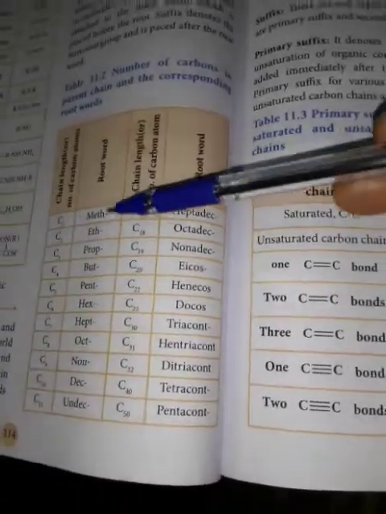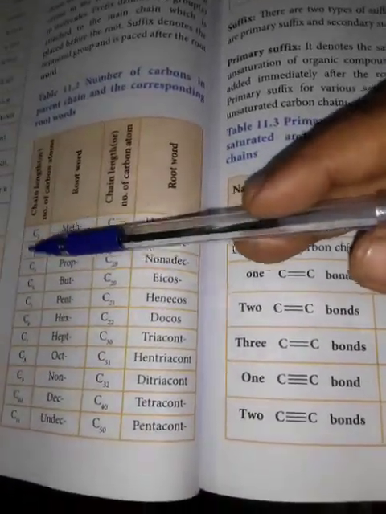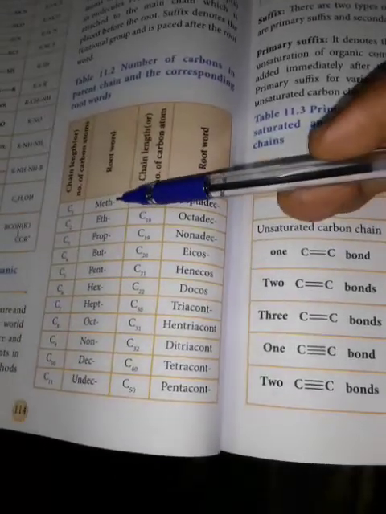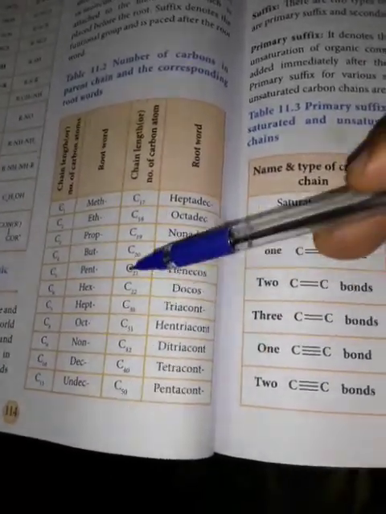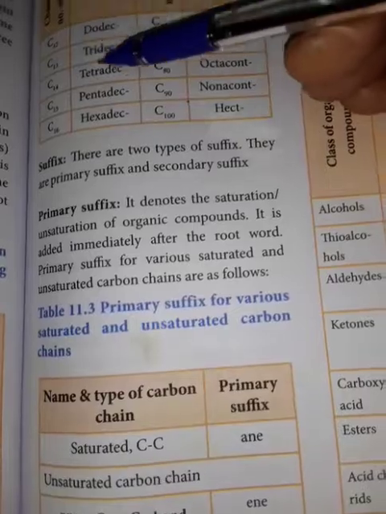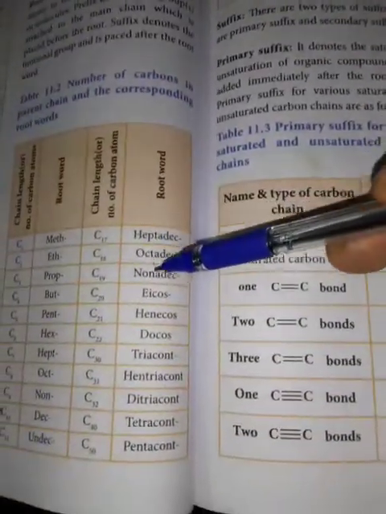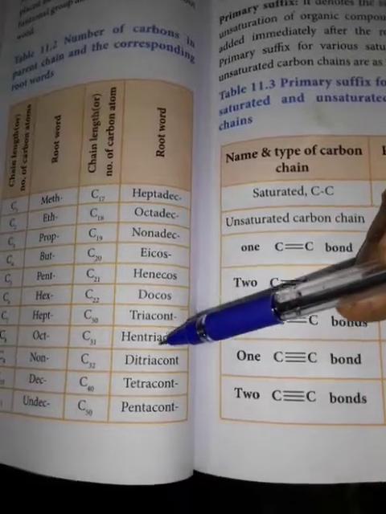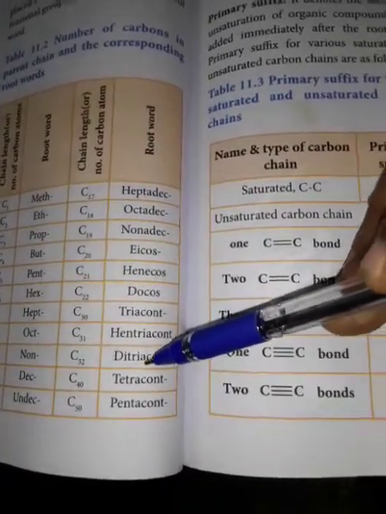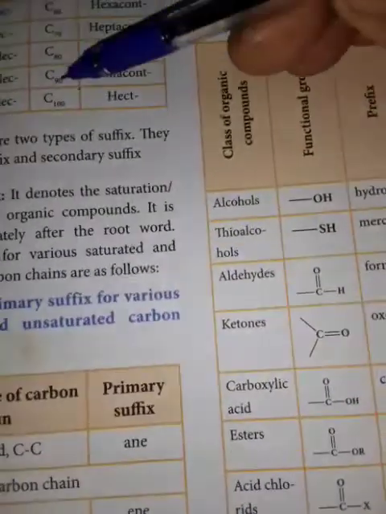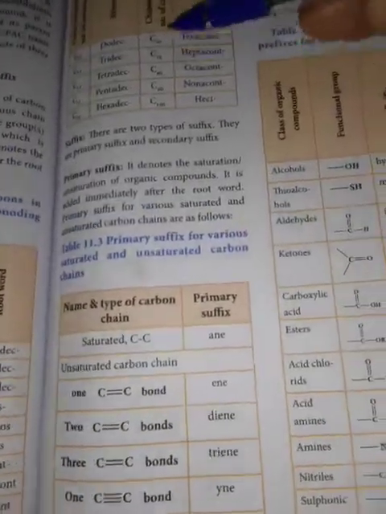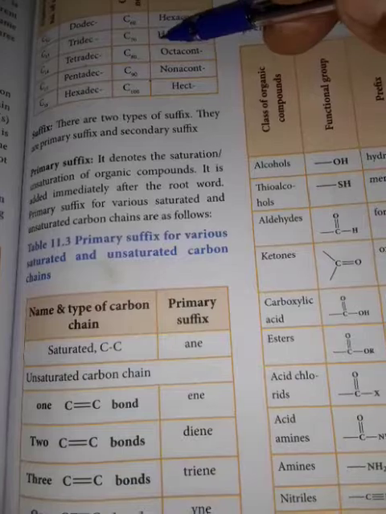Root word means, from carbon atom 1 up to 100, it is given here. That is 1 to 10, then 11, 12, 13, 14, 16, 17, 18, 19, 20, then 21 up to 30, then 31, 32, 40, 50, up to 100 given. Everything you have to go through. This is the root word. Root word means the number of carbon atoms.